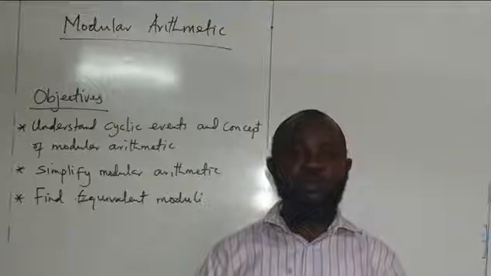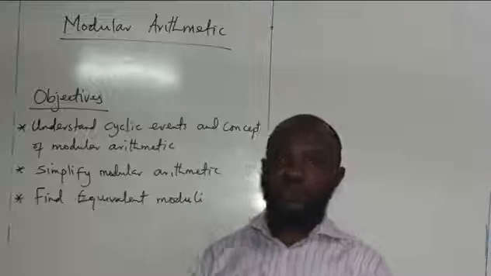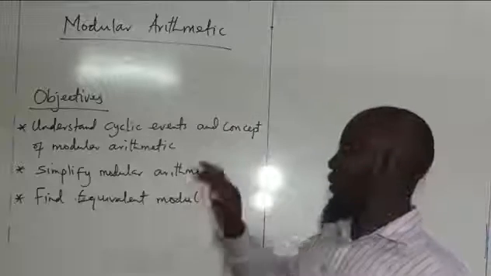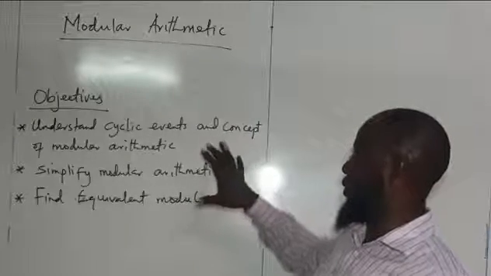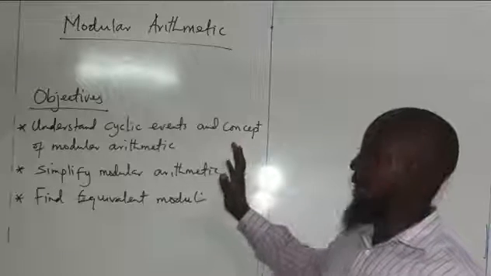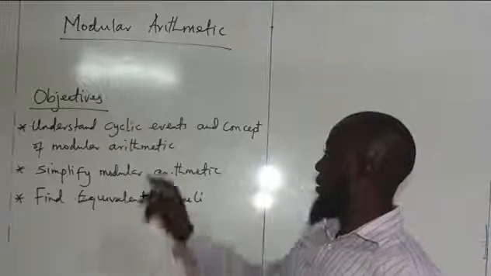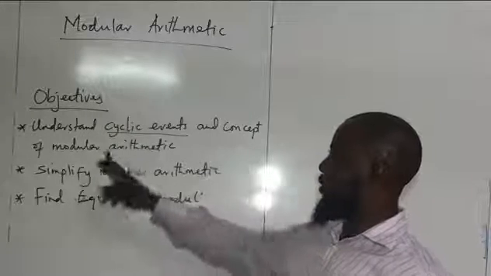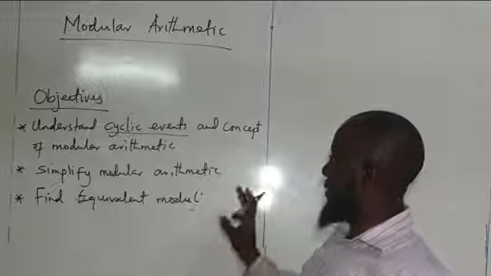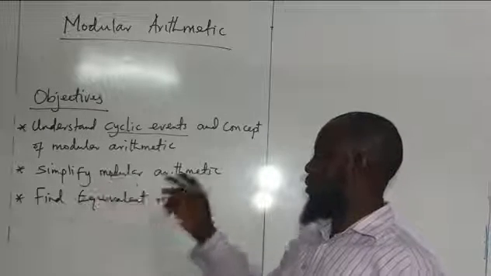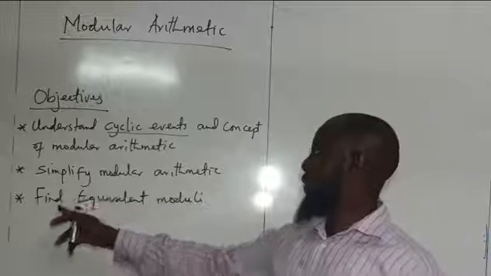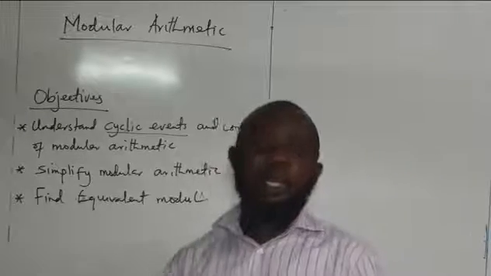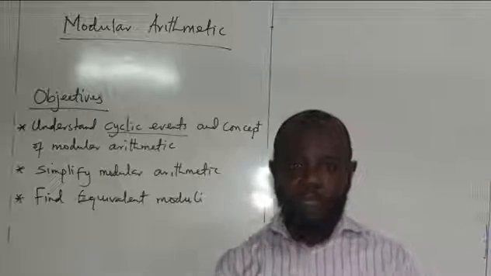In this class, we're going to continue our class, and we're going to look at another concept entirely, and that is modular arithmetic. In this video, we're going to look at these aspects specifically. That is, the objective is that we want to understand what we refer to as cyclic events and the concept of modular arithmetic. Then after that, we look at how to simplify modular arithmetic, then how to find equivalent moduli. Now, when we talk about cyclic events, these are events that happen at regular intervals.